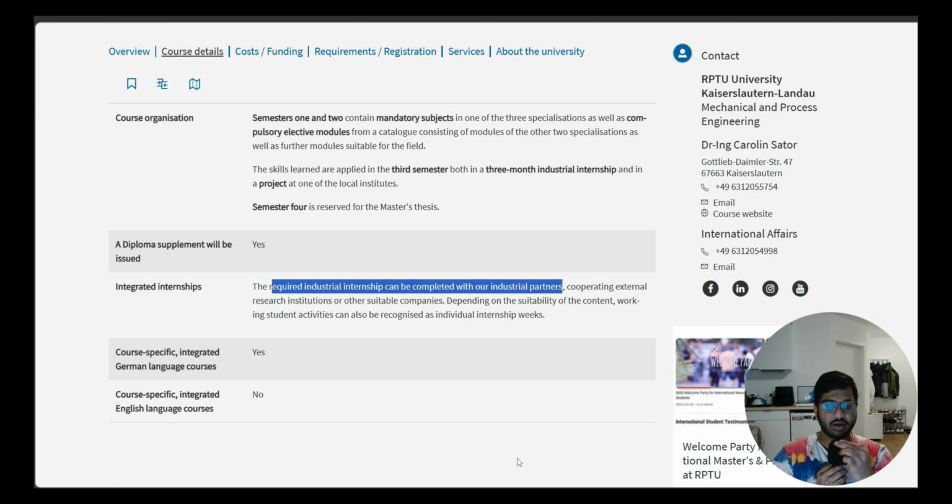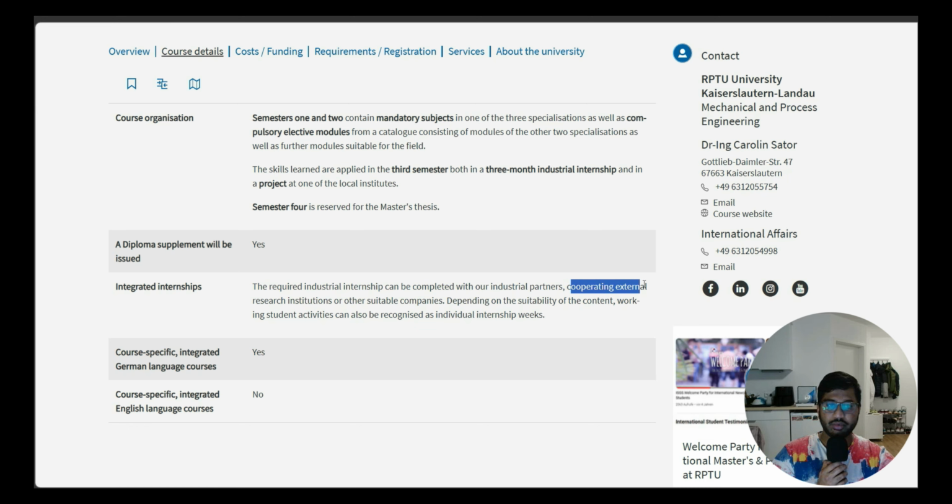Then after the industrial partners are gone, or when you get a rejection there, you can go and apply in the entire Germany, wherever you want, because usually in all the companies, people doing a mandatory internship get higher priority, because they need to finish it. That's the reason they will prefer you.